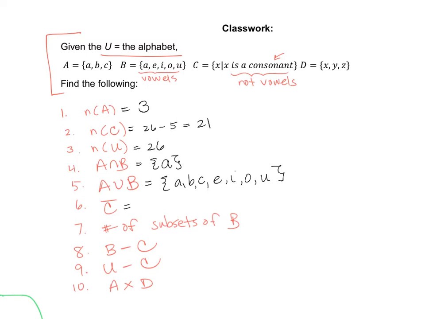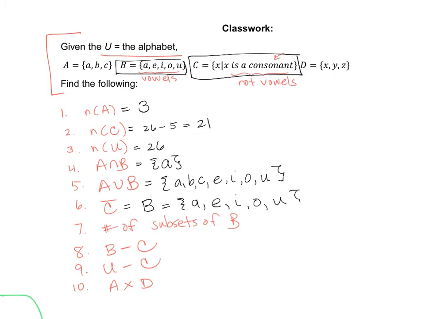And then we have the complement of C. Well, if C is all of the consonants, then its complement would be the other things that make up the alphabet, which would be B. Or you can write it as a set if you want: a, e, i, o, and u.